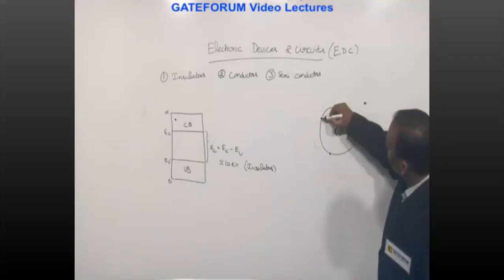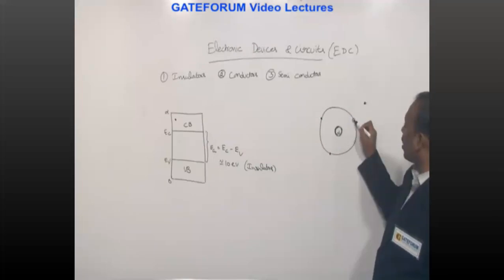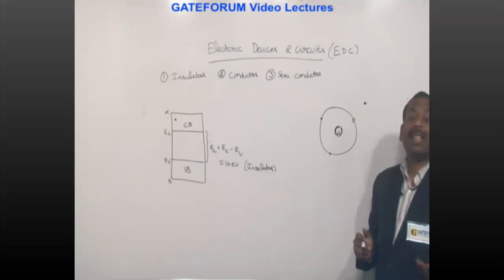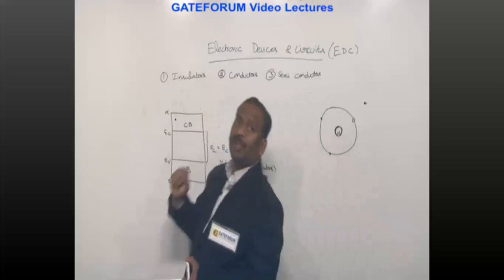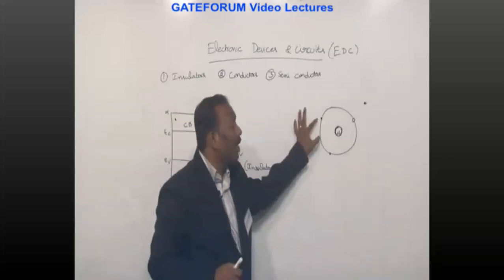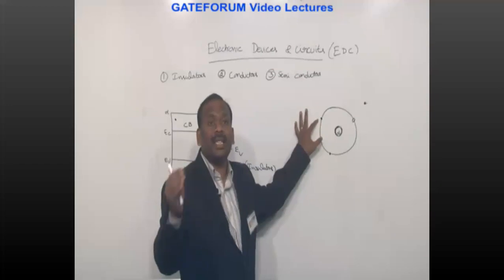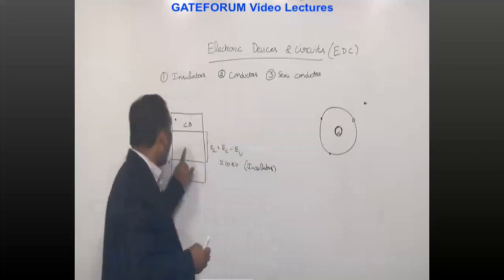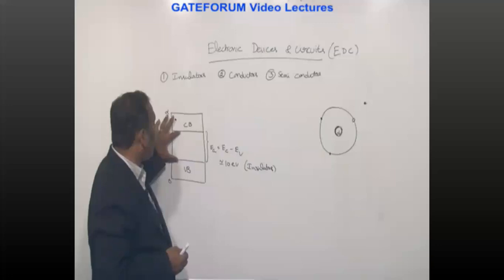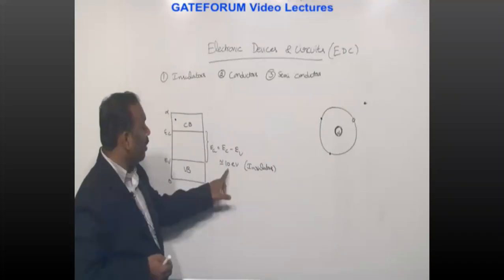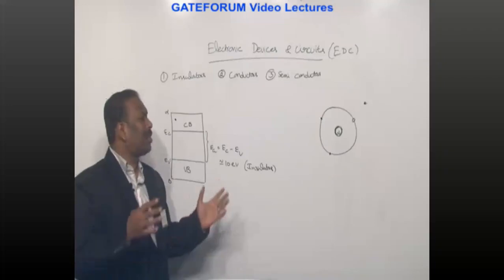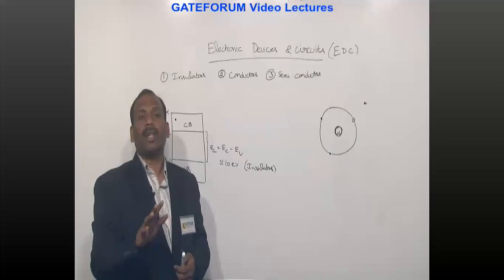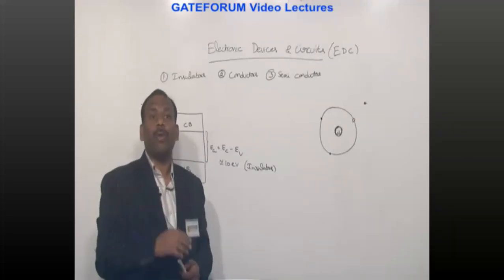Now, when does a valence electron become a free electron? I took one electron previously and made it a free electron. That depends on the material. If it is an insulator, you have to give 10 electron volts to make this valence electron a free electron. How much energy? The forbidden energy gap, which is nothing but 10 electron volts. This is so large that the crystal is not going to withstand that much energy. Therefore, in insulators, there are no free electrons.